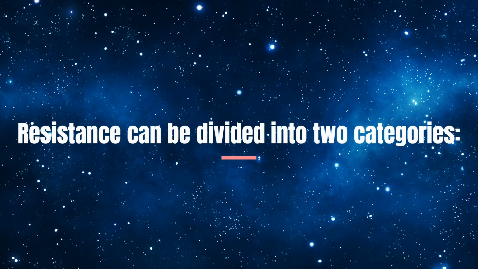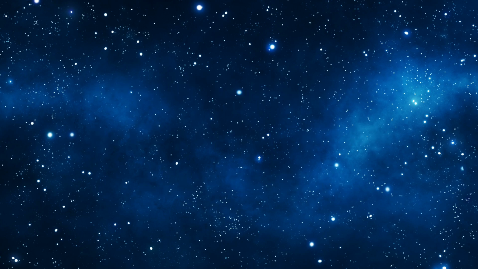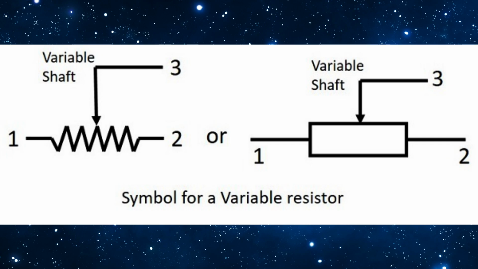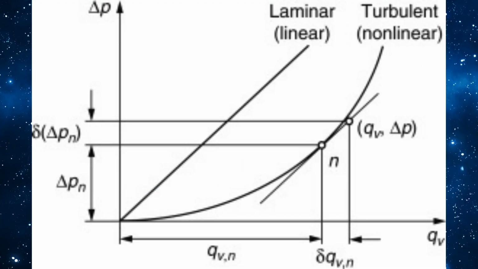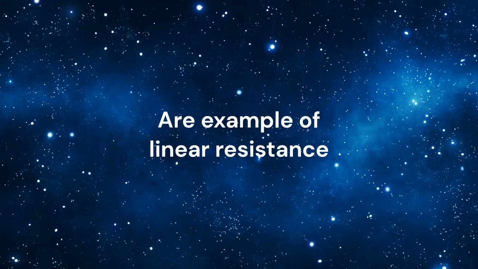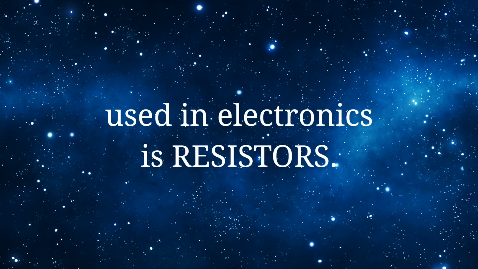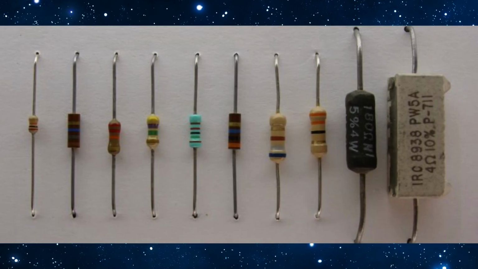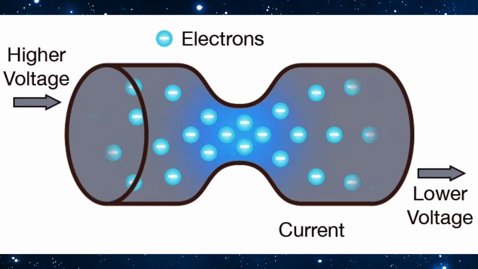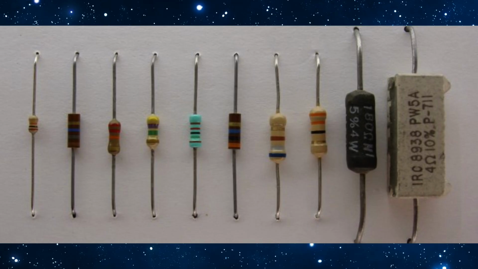Resistance can be divided into two categories: linear resistance and non-linear resistance. Linear resistance. Linear resistance is the type of resistance that remains constant no matter how much current flows through it. Resistors, wires, and most materials are examples of linear resistance. One of the most common types of linear resistance used in electronics is resistors. They are typically used to limit the amount of current flowing through a circuit or to introduce a specific amount of resistance. Color codes are used to identify resistors, which can be either fixed or variable.